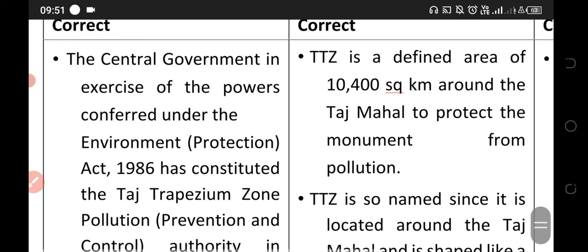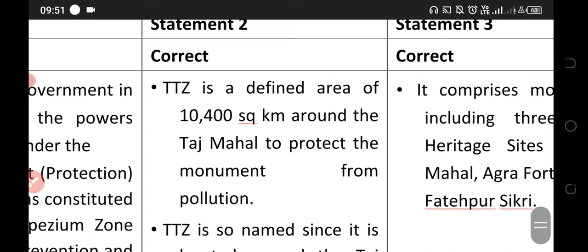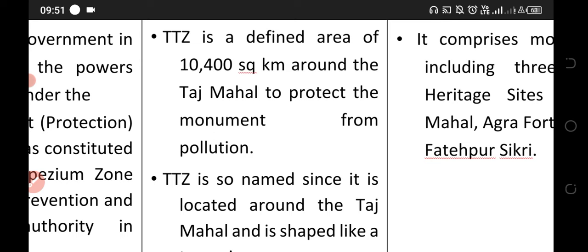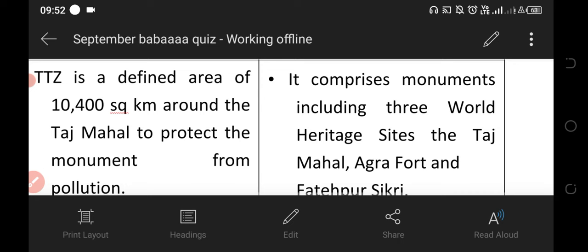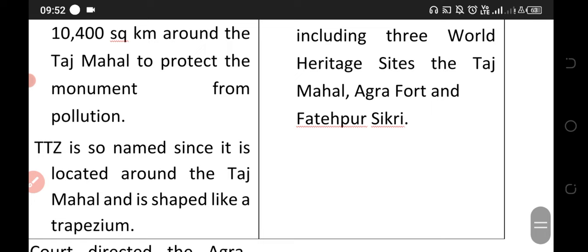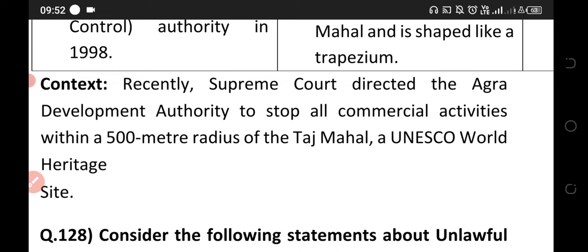The central government, exercising the powers given under the Environment Protection Act 1986, constituted the Taj Trapezium Zone Pollution Authority in 1998. TTZ is defined as the area of 10,400 square kilometers around the Taj Mahal to protect the monuments from pollution. TTZ is so named since it is located around the Taj Mahal and is shaped like a trapezium. It comprises monuments including three World Heritage Sites: the Taj Mahal, Agra Fort and Fatehpur Sikri. Recently, the Supreme Court directed the Agra Development Authority to stop all commercial activities within a 500 meter radius of the Taj Mahal, a UNESCO World Heritage Site.